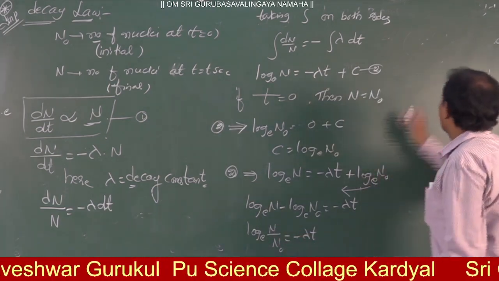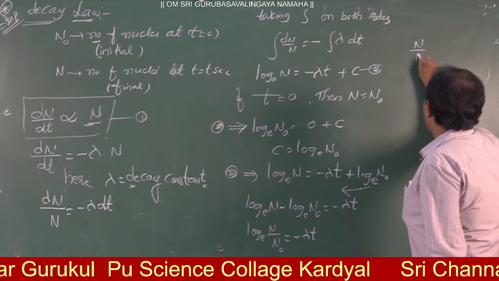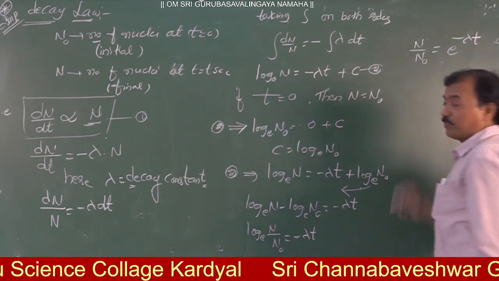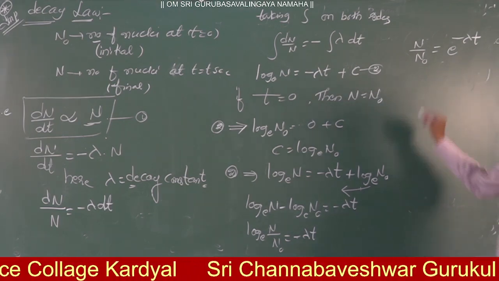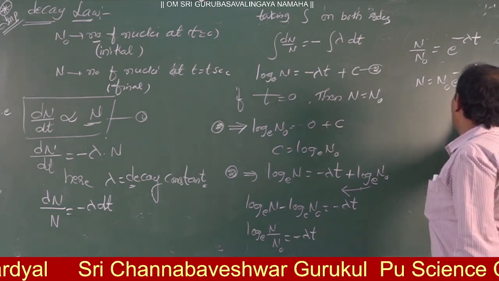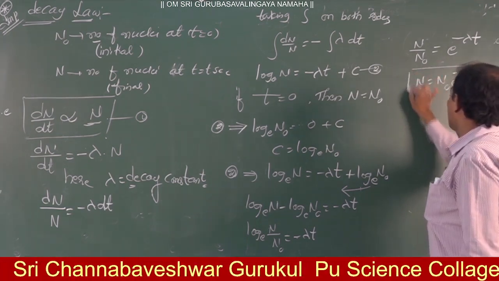Okay. Again, now N by N naught is equal to e to the power minus lambda into t. So N is equal to N naught into e to the power minus lambda into t. So please note this equation.